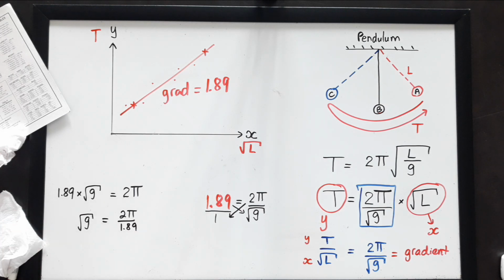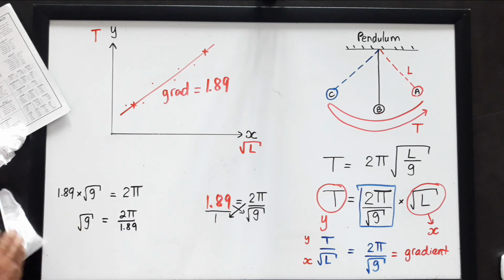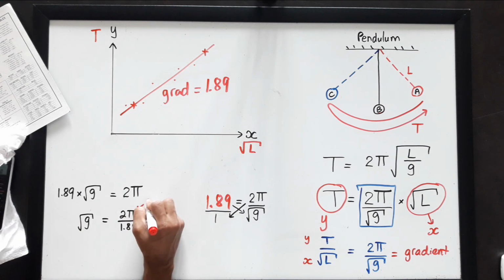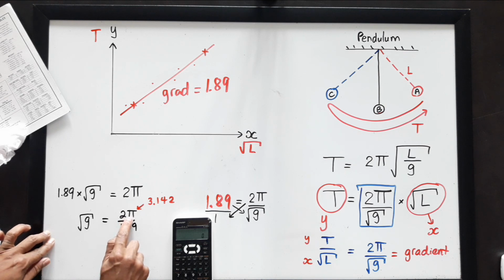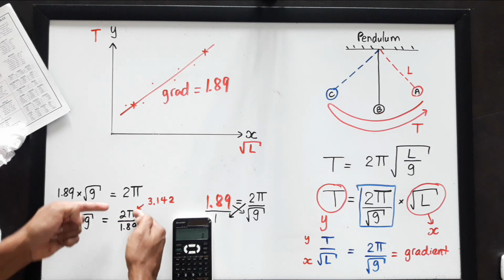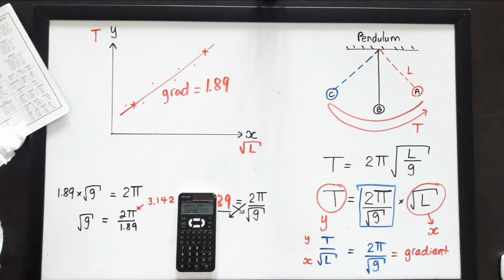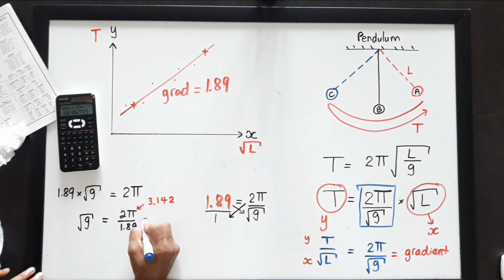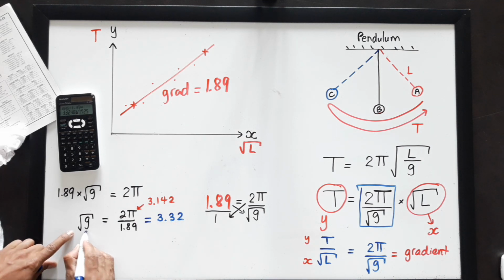Let's work this out on our calculator. Do not let the pi get to you. Pi, in case you didn't know, is approximately 3.142. So all I'm going to do on my calculator is take 2, multiply by the value of pi, which is 3.142, and then divide that answer by 1.89. 2 multiplied by 3.142 divided by 1.89. And when I do that, I get 3.32.